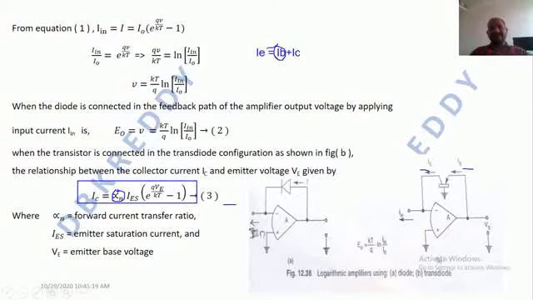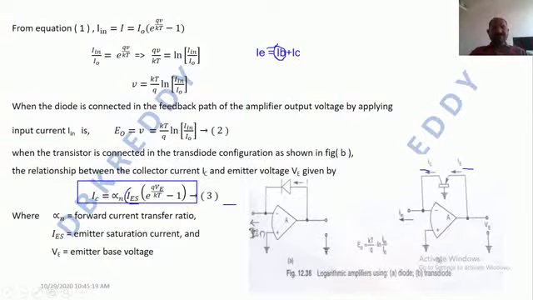In simple format, in the common base configuration, we have the current gain equation, which is alpha equals output by input, which is IC by IE. We don't need to bother about all those equations. This is the final equation of the current passing through the transistor. The terms are: alpha_n is the forward current transfer ratio, and IS is the emitter saturation current.